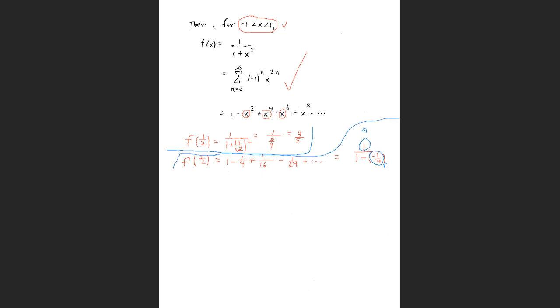You know, if you look at the power series, or I should say just the series, it's not a power series because there's no variable x in there. But 1 over 1 minus negative a fourth, incidentally, that would equal 1 over 5/4, which is 4/5. You see how that works?